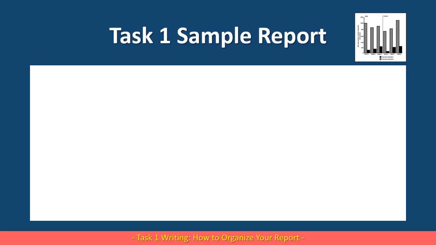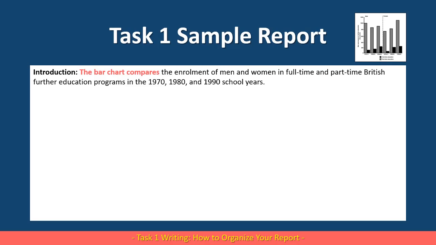All right? Next, let's take a look at a sample report for task 1. This is a pretty good report. Not perfect, but pretty good. In the introduction, the bar chart compares the enrollment of men and women in full-time and part-time British further education programs in the 1970, 1980, and 1990 school years. Okay, so the introduction is telling us what is this report about? What is this writing about? In this case, it's a bar chart, and we're comparing enrollment in education programs.